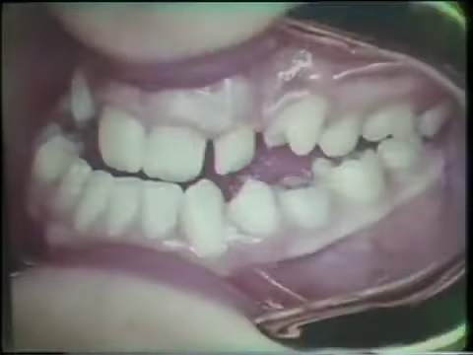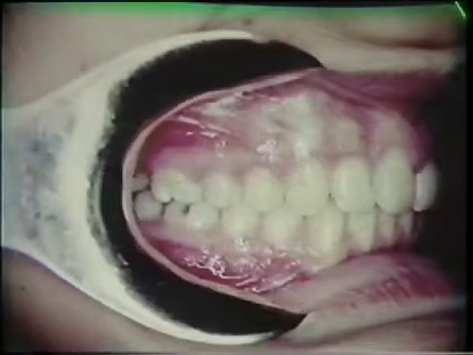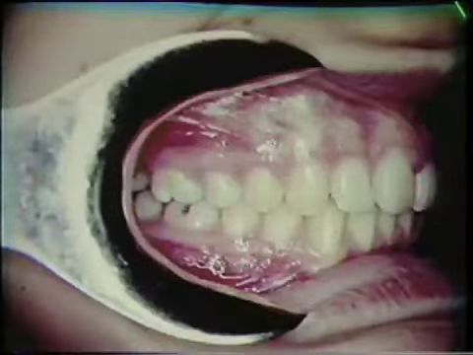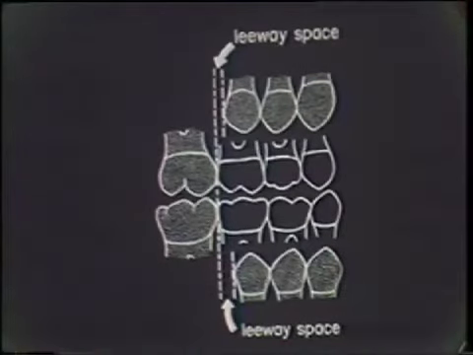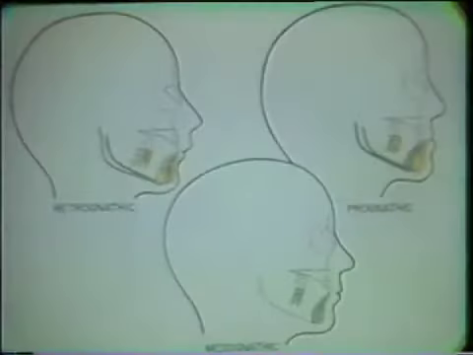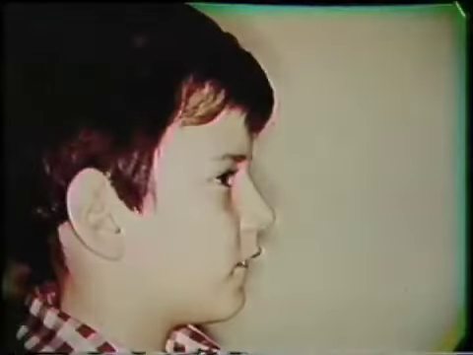Orthodontic nomenclature and terminology, the nature of malocclusion, classification and description of malocclusion, development of occlusion, craniofacial growth and development, the etiology of malocclusion, and lastly, the role of the family dentist in orthodontics.